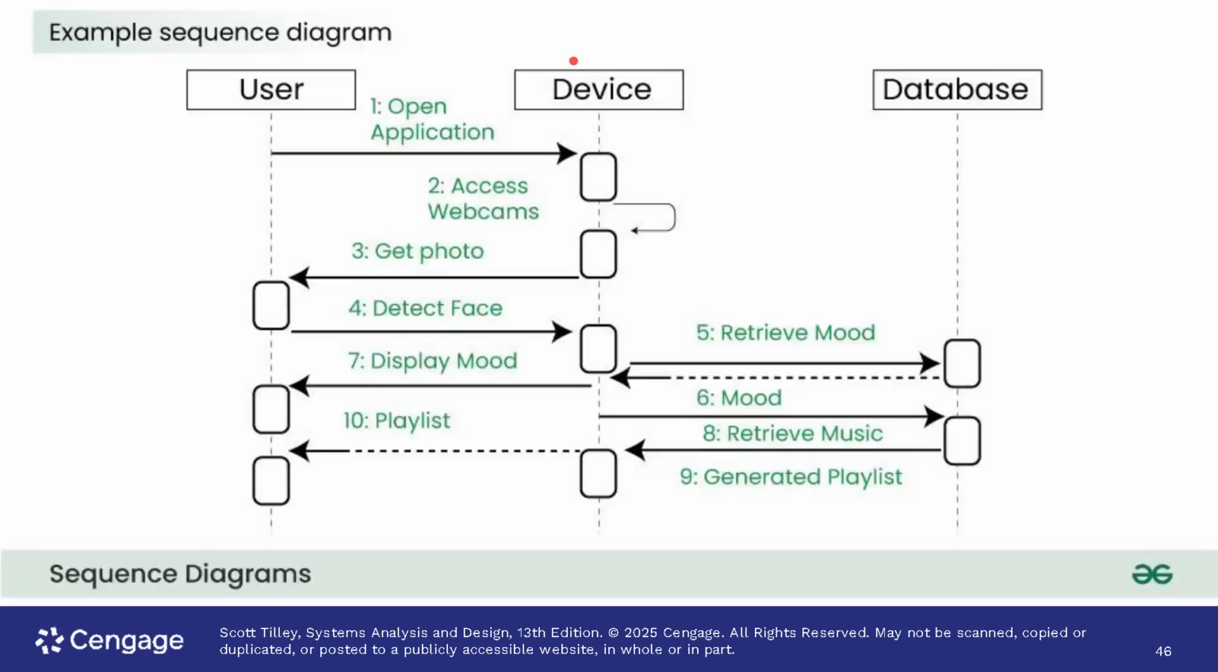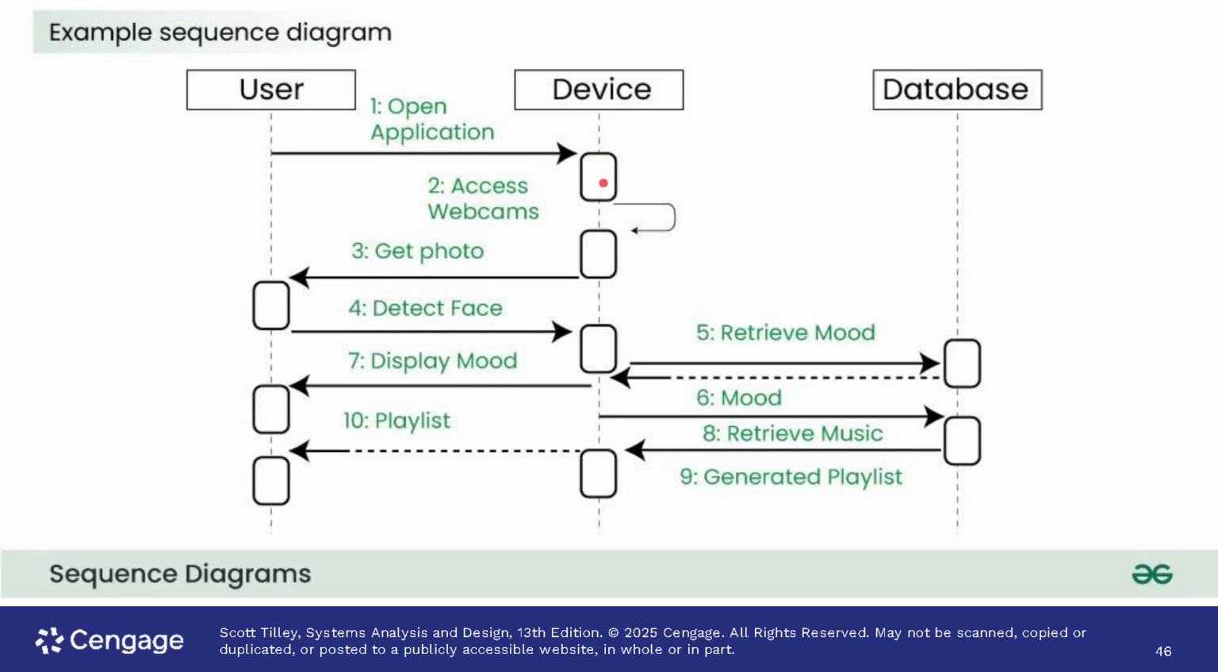Here's another example where, what am I doing? I am accessing my music app on my device, and it's going to send me music based on what it thinks I would like to listen to. So the device activates the application, opens it. The user opens the application.